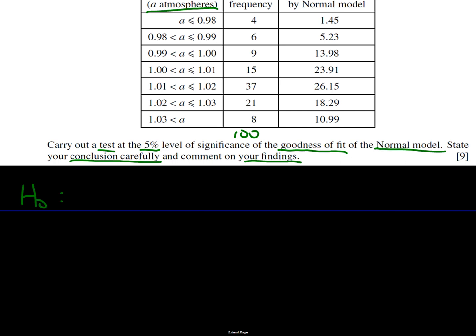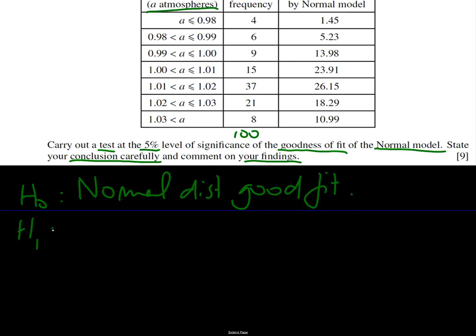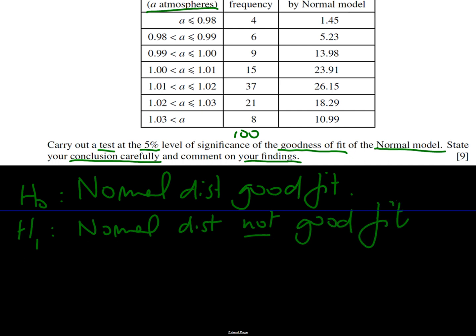Goodness of fit, we need to set out our hypotheses, and our null hypothesis is always that our distribution is a good fit. Yeah, normal distribution good fit, and then our alternative hypothesis is purely that the distribution is not a good fit, and we just need to do that and be done with it.